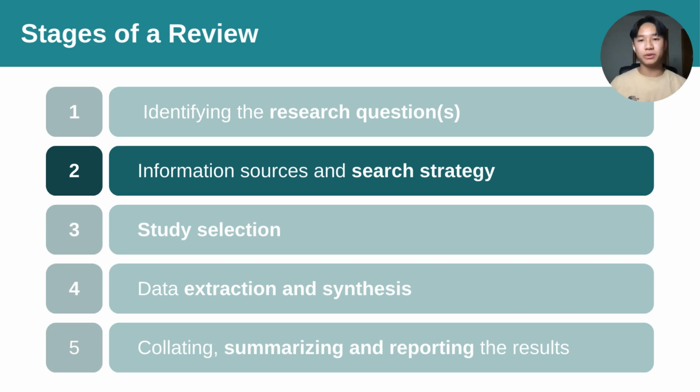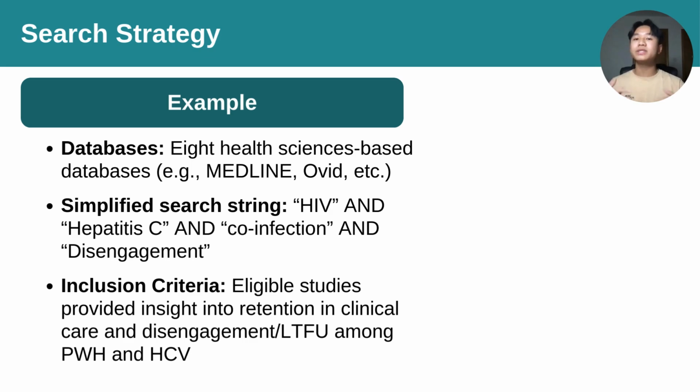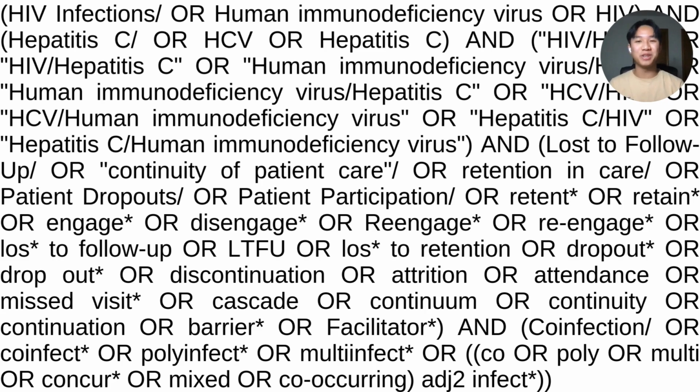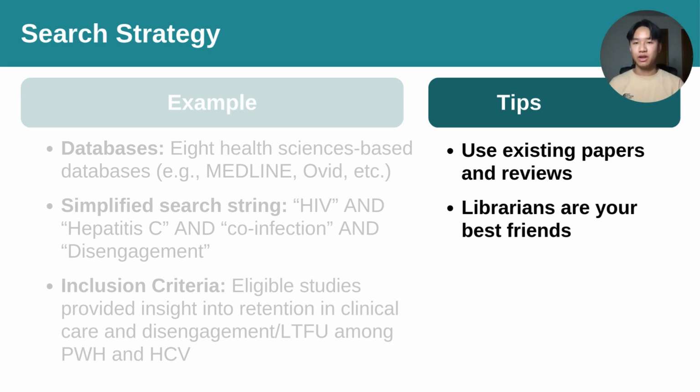The next step in the scoping review stages is creating a search strategy. For example, in my paper, we searched 8 databases and used a search string including terms related to HIV, hepatitis C, co-infection, and disengagement from care. In reality, my search string looked a little bit more like this because we wanted to capture all the possible papers out there. But we were only able to do this with the help of 2 major things. 1, I used existing literature. There are so many reviews out there that there is bound to be one related to each of the key terms. For example, I made my search string for disengagement using an existing paper on disengagement from care.